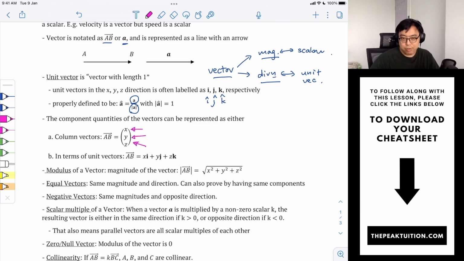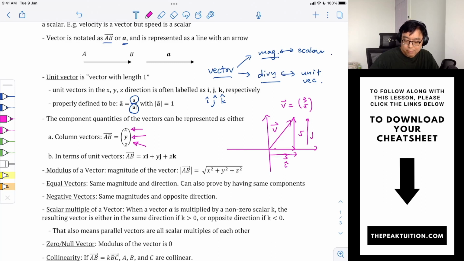It's a bit hard to draw a 3D representation, but I will do a 2D one to show what I mean. Let's say I have a vector v equals (3, 5). This means that first we move 3 in the x direction, then we move 5 in the y direction, and this is the vector v. We can also write it in terms of unit vectors, because we are traveling 3 units in the x, which is 3i, and 5 units in the y, which is 5j.